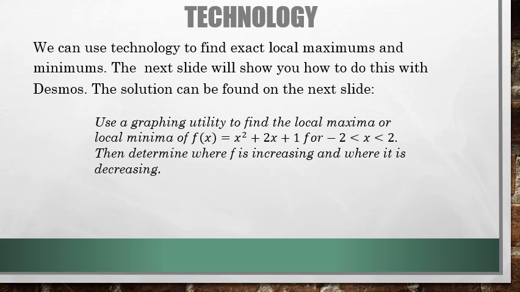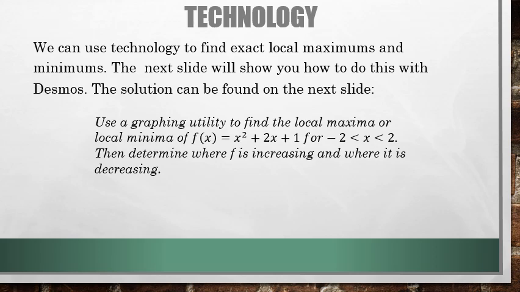We can actually use technology to find exact local minimums and maximums. Click on the corresponding technology resource to learn how to use it to find minimum and maximum values to answer the following question. The solution can be found on the next slide. Use a graphing utility to find the local maxima or local minima of f of x equals x squared plus 2x plus 1 for -2 less than x less than 2. Then determine where f is increasing and where f is decreasing.